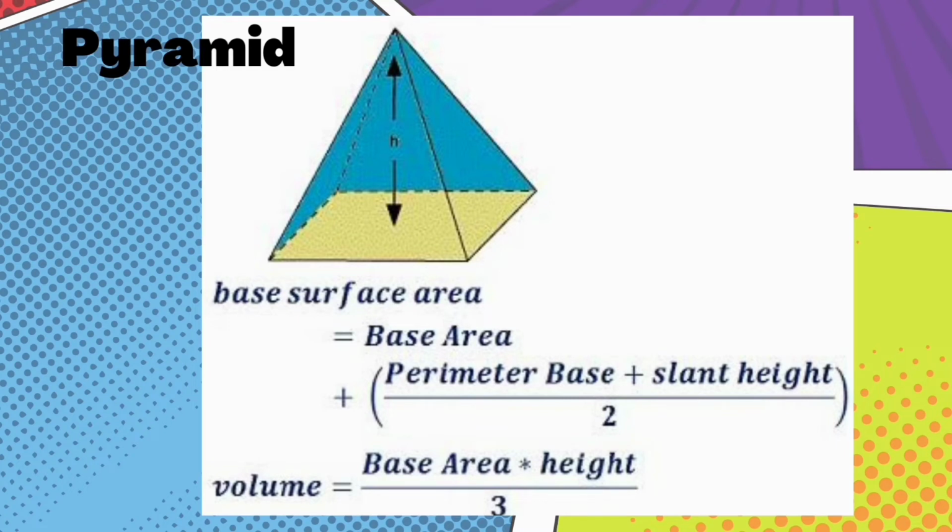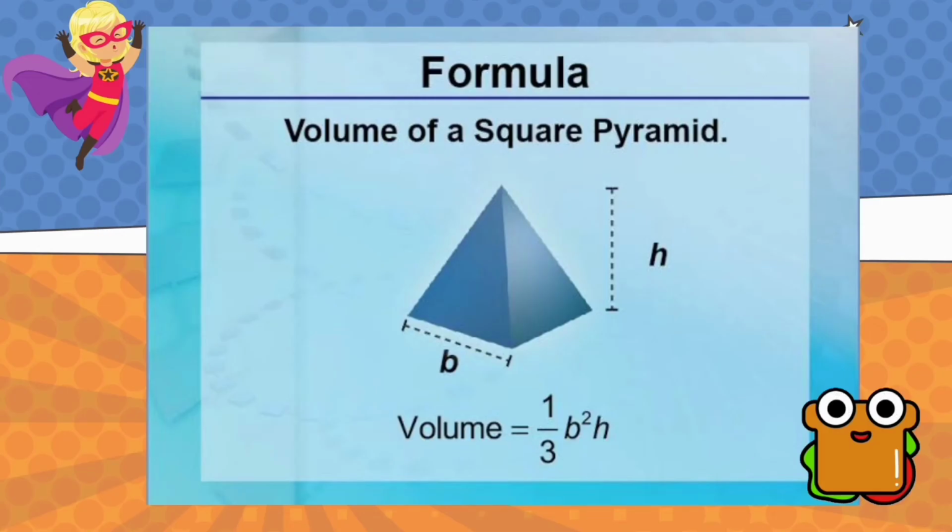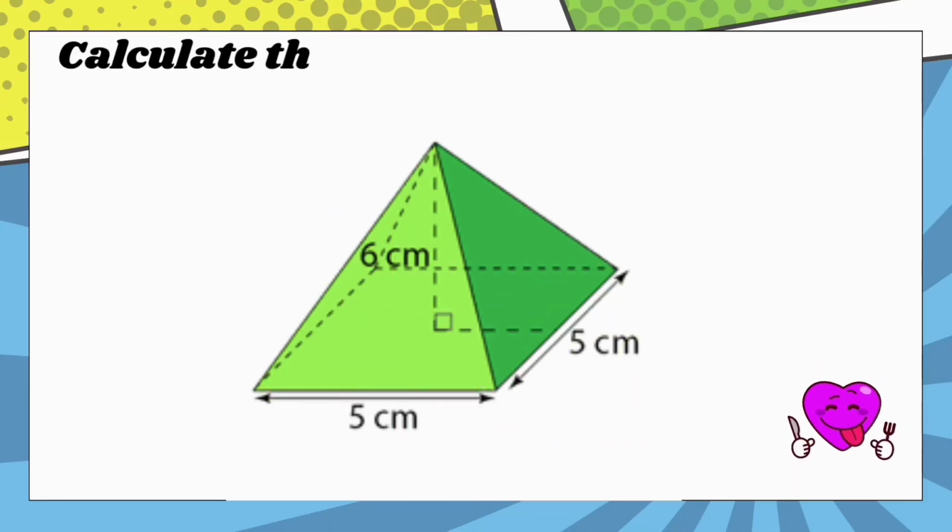We all know about the Egyptian pyramid. It's an example of a pyramid. The volume of a pyramid is 1/3 times the base area times the height of the pyramid. The base area can be rectangular, triangular, or a square base pyramid. But I will just teach you the volume of a square base pyramid. The volume of a square base pyramid is equal to 1/3 times the base area, which is b squared, times the height of the pyramid.